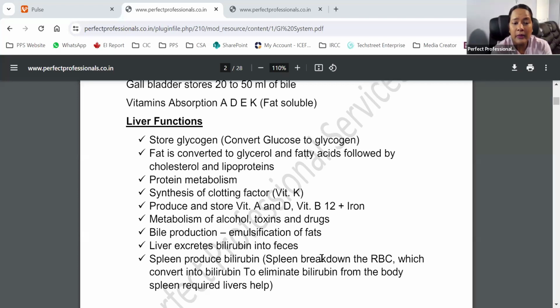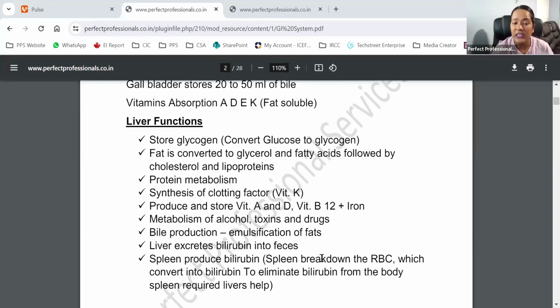Already told, bile production and emulsification of fat happening. Liver excretes the bilirubin into the feces. We all have the yellow color feces. क्यों हुआ? क्योंकि ਜਿਹੜਾ ਵੀ excessive bilirubin ਆ ਉਹ ਬਾਹਰ ਜਾਂਦਾ ਹੈ, liver excrete ਕਰਦਾ ਹੈ, and feces are getting turned into the yellow color. If the patient's liver is not healthy, ਉਹਨਾਂ ਦੇ feces ਚ yellow color bilirubin ਨਹੀਂ ਹੋਏਗਾ. So you are going to see some different color of the stool.